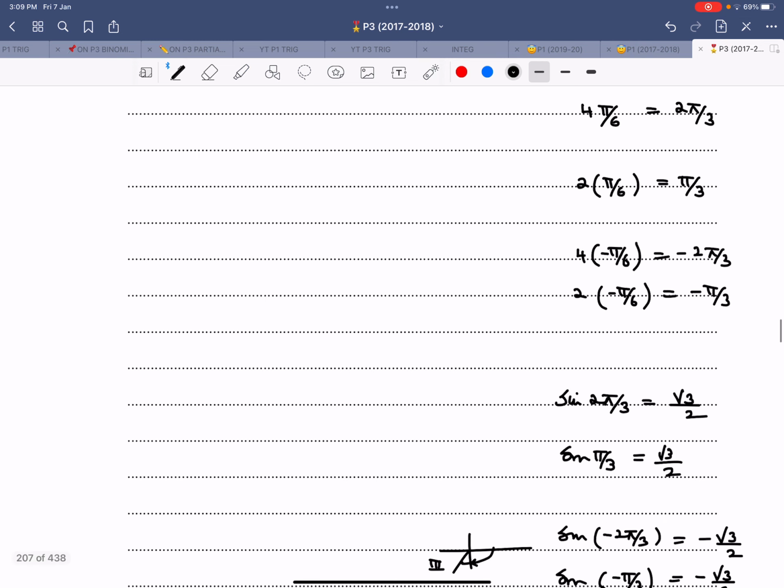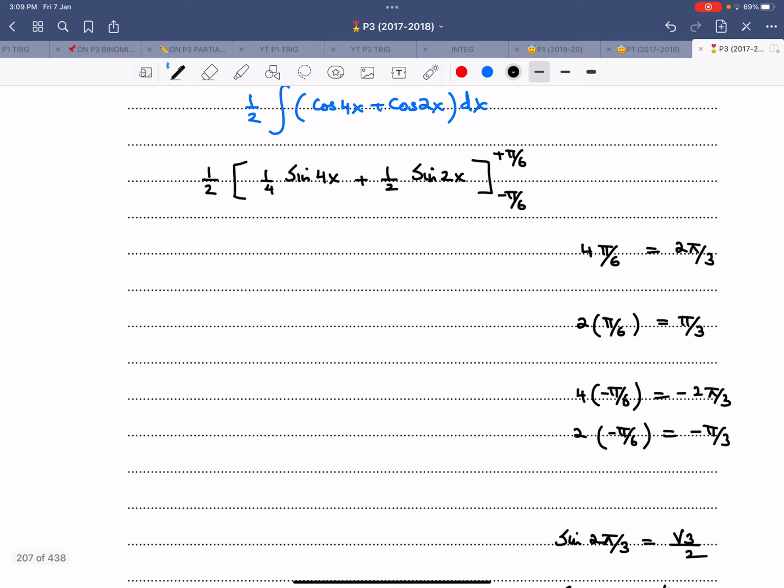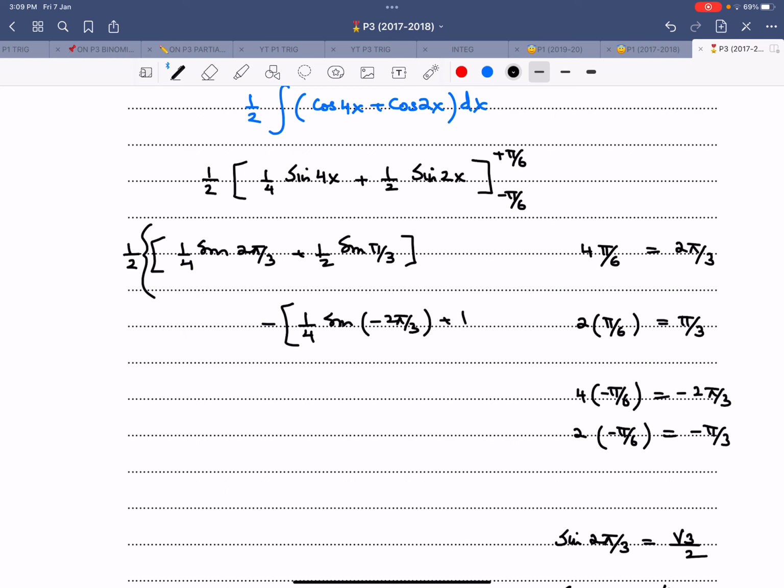So now I have all the values with me. I can plug them in: half, in the first bracket, 1/4 sine of 2 pi by 3 plus half sine of pi by 3. Let me make a bigger bracket also. Minus, 1/4 sine of negative 2 pi by 3 plus half sine of negative pi by 3.